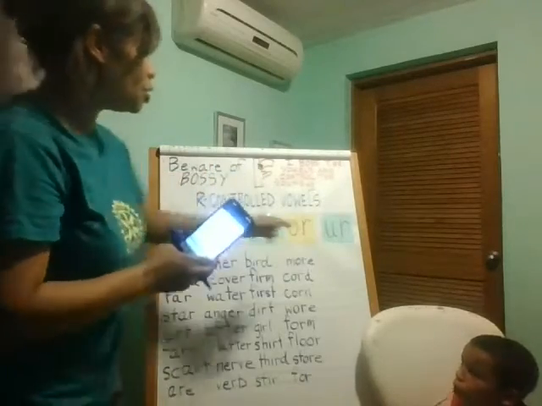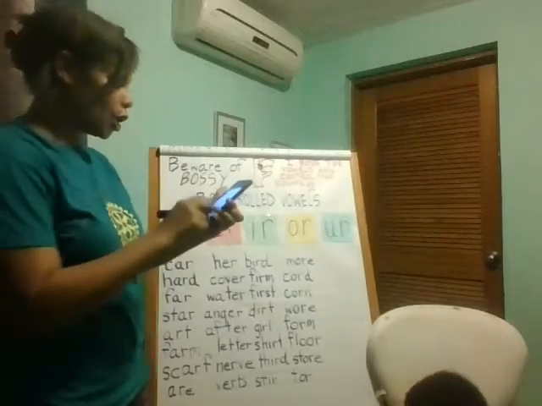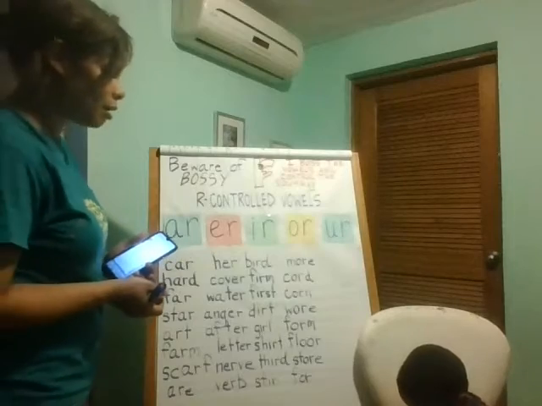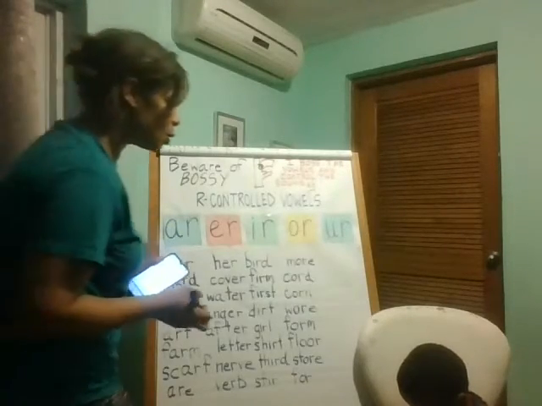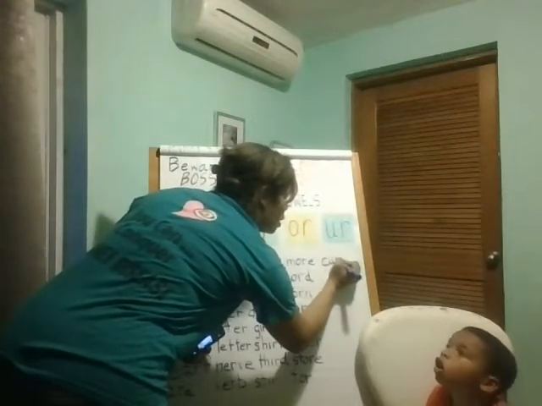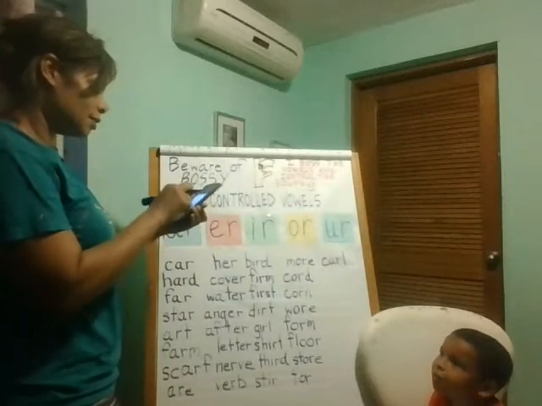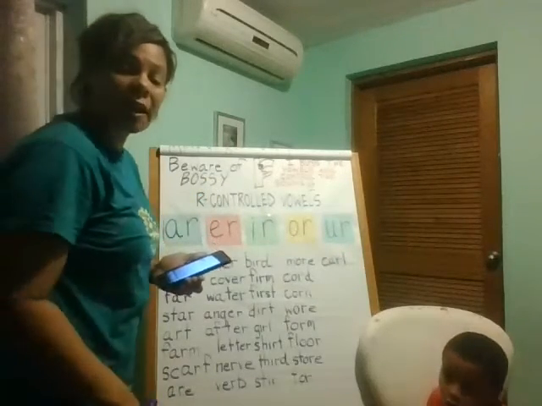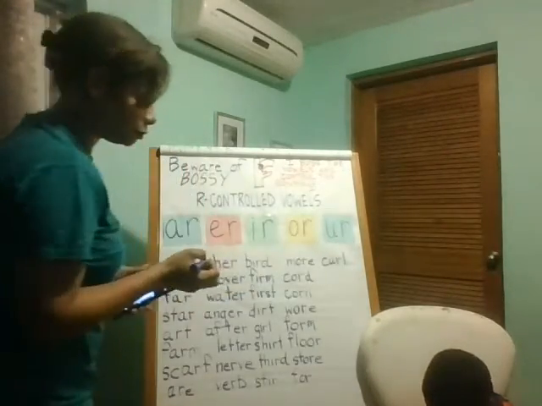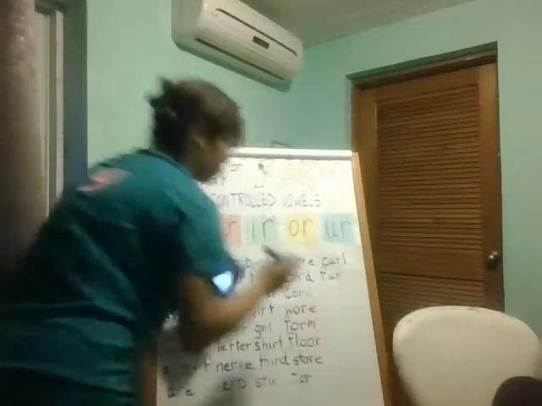So, now we have the U-R. What sound does U-R make? Do you guys remember? So the first word is curl. Like I want to curl my hair. Curl. Libby, how do you spell curl? C-U-R-L. That's curl. Correct. Next word is fur. Like animals have fur. Try to spell fur. Lennox, how do you spell fur? F-U-R.